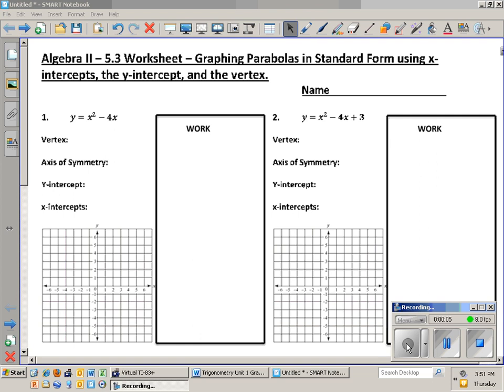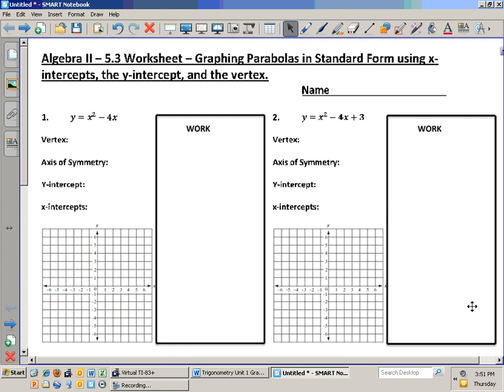Today we are going to graph parabolas in standard form using X-intercepts, Y-intercepts, and the vertex. All of these pieces you've done before, except for X-intercepts. Vertex, you've seen. Y-intercept, you've seen. X-intercepts is what we practiced yesterday, and now we're going to apply them.